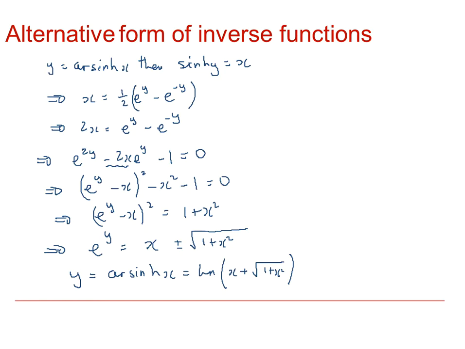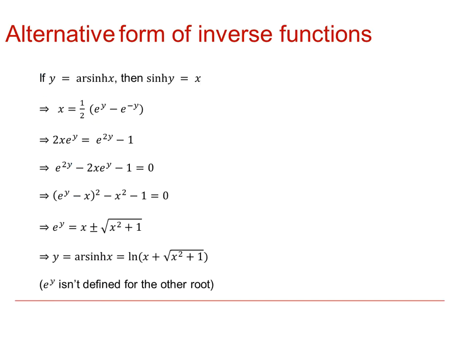So we've got y, which is arsinh x, is equal to the natural logarithm of x plus the square root of 1 plus x squared. And there it is, neatly written out with the solution in the way it's normally written, which is log of x plus the square root of x squared plus 1.